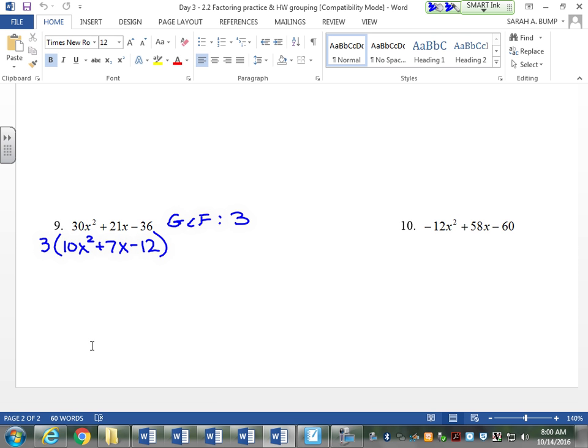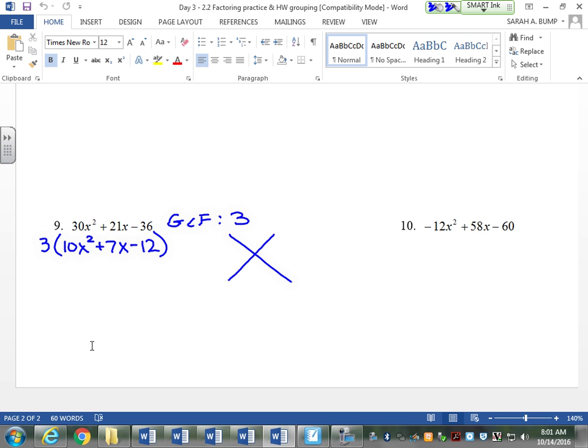And now we are going to do the grouping method with the 10x squared, the plus 7x, and the minus 12. Could you guess and check? Totally. Definitely a great strategy, and that's the one you should always try first. But 10 has a few factor pairs, 12 has a few factor pairs, so if you're struggling with guessing and checking, we'll do the grouping.